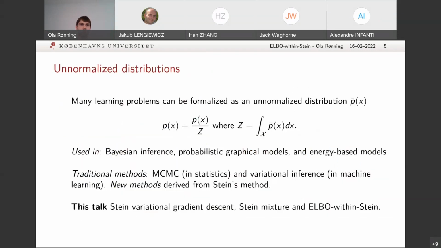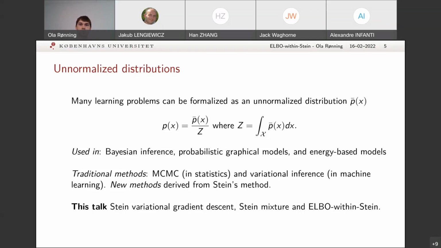Okay, so just to make it more concrete, the way we're going to formalize our learning problem is as inferring an unnormalized distribution. The reason we want it to be unnormalized is that this normalization term, p bar, is often intractable to compute for the type of models we're looking at, like Bayesian neural networks, for example. So to make these learning problems computational, we'll be working with these unnormalized distributions.